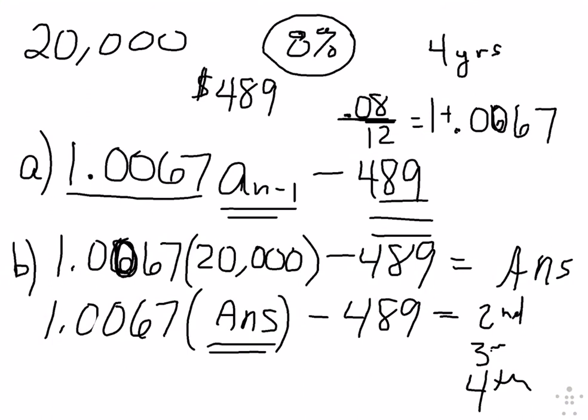Then 8 divided by 12, because it says what percentage. It gives it in percent form. That's why it's 0.6 repeating on here and not 1.0067. On the calculator, leave it as the 8%. Then the value of the loan is $20,000. What was the percentage? 8% divided by 12. The payment, negative 489. And if you have the calculator set up on your Y1, Y2, Y3, Y4, then you just have to hit second and table, and it'll give you all the answers.